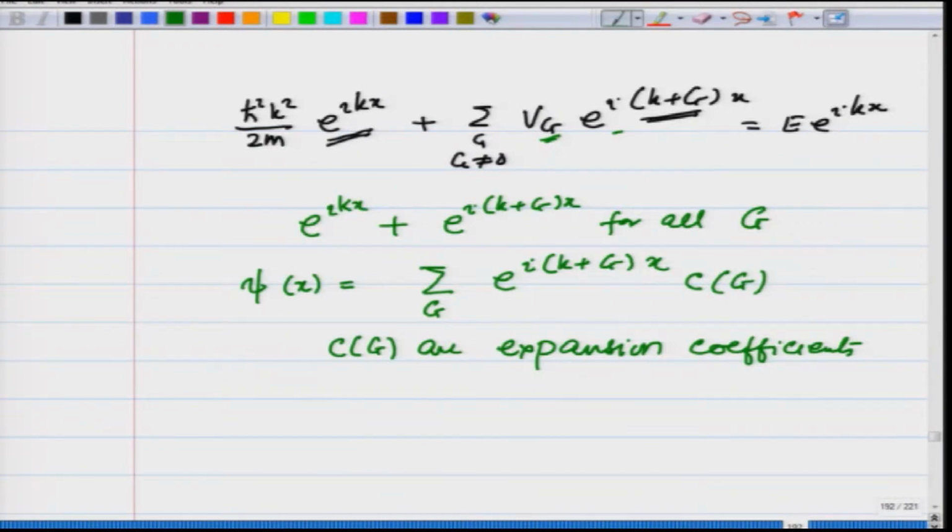So, now let us substitute this in and see what we get. So, I am going to get the wave function psi(x), which is equal to summation over G.